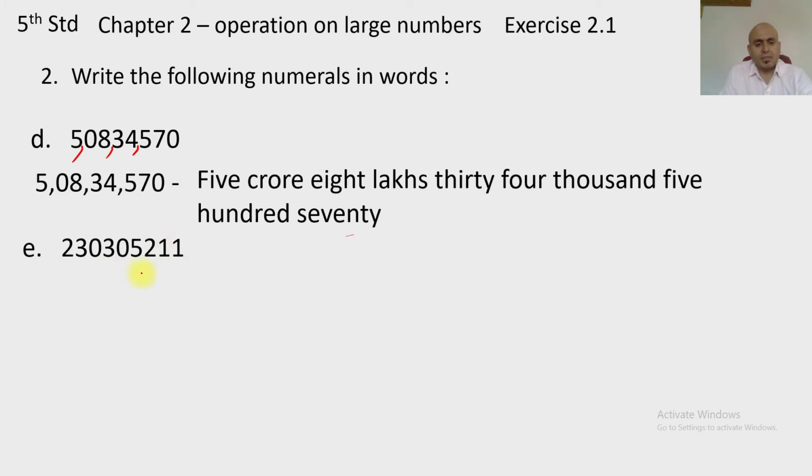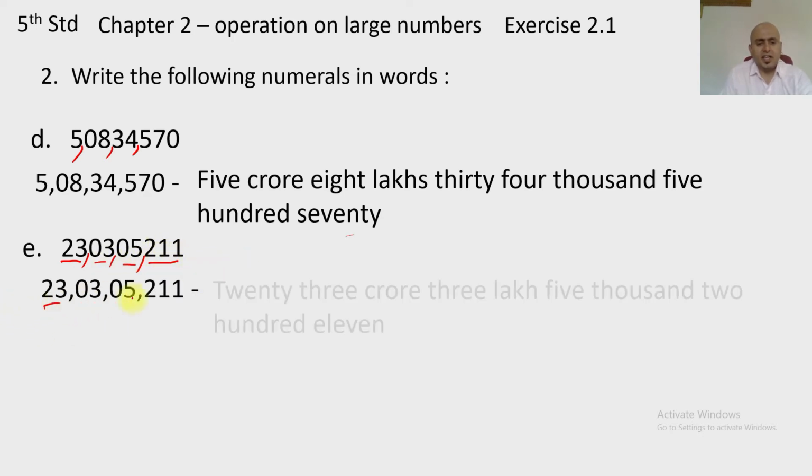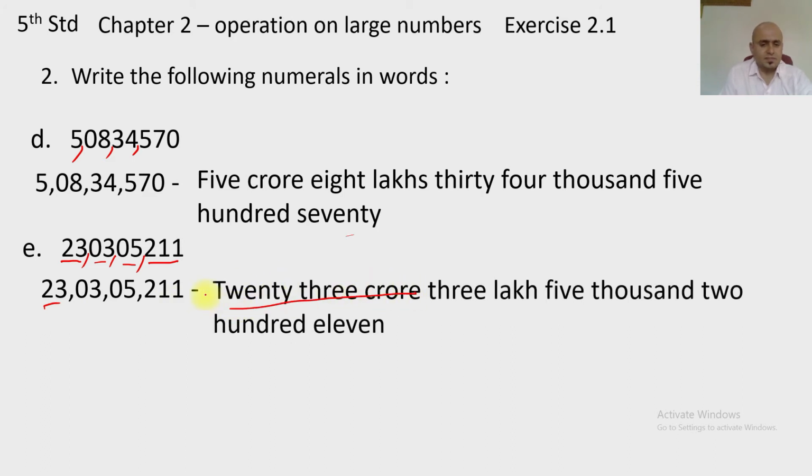230305211. Let us separate with commas. Ones, tens, hundred, comma, thousand, 10,000, comma, lakh, 10 lakhs, comma, crore, 10 crore. So that is 23 crores, 3 lakhs, 5,211. So we read it as 23 crores, 3 lakhs, 5,000, 211. Okay, next question.